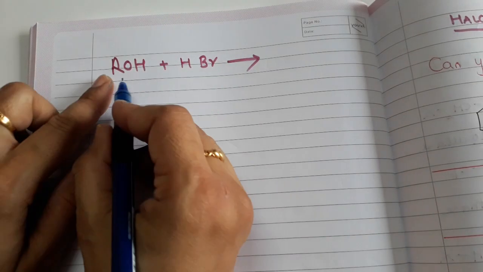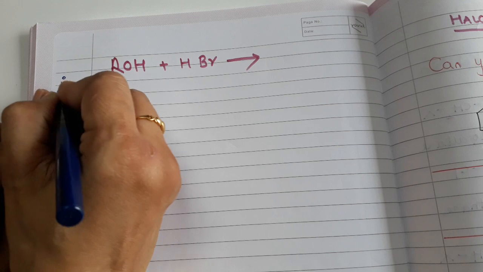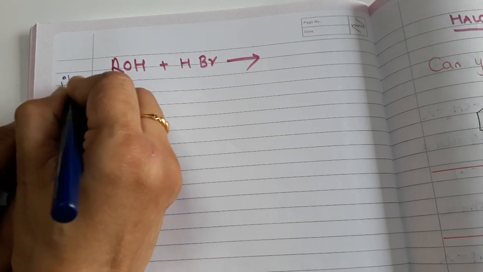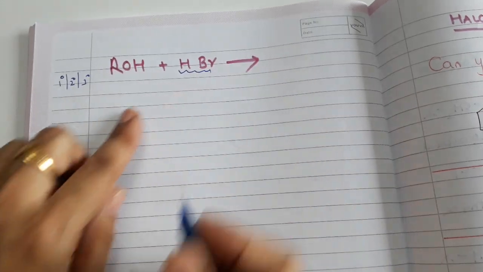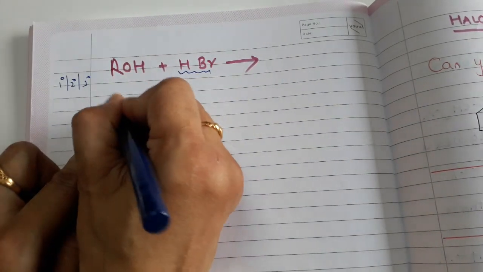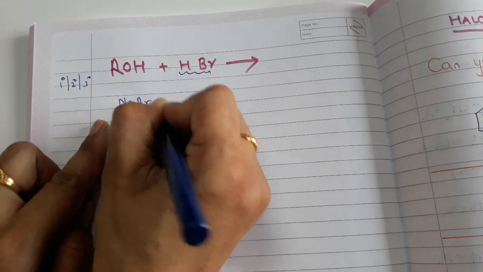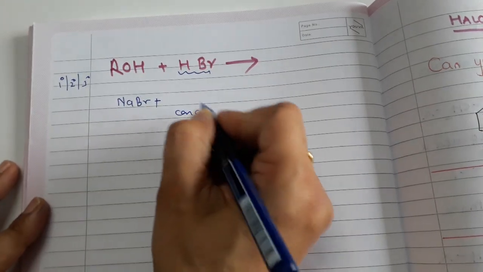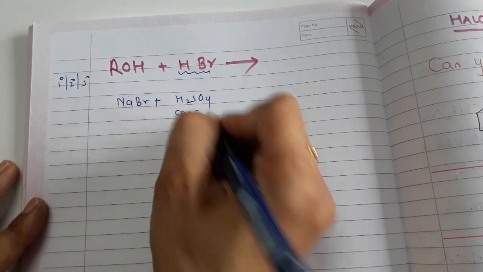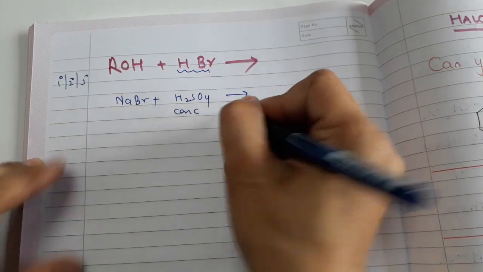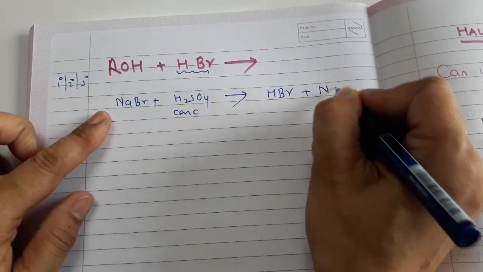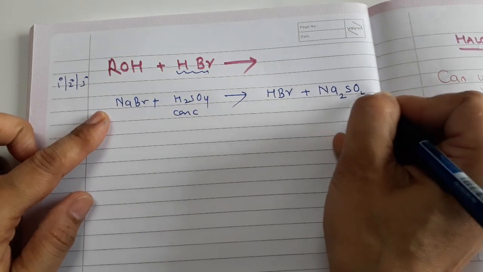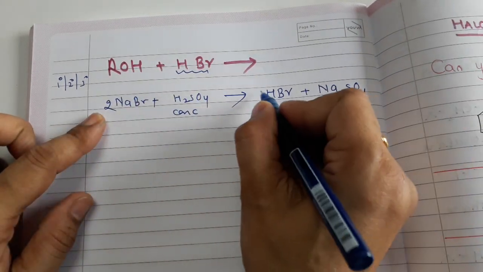Now we shall move towards the next type of HX, which is HBr. So now we have alcohol. Please remember, it can be primary, secondary or tertiary with HBr. Now where did we get this HBr from? We got this HBr from sodium bromide plus concentrated sulfuric acid. When it reacts, we are going to get HBr plus Na2SO4, so I write 2 here and 2 here.